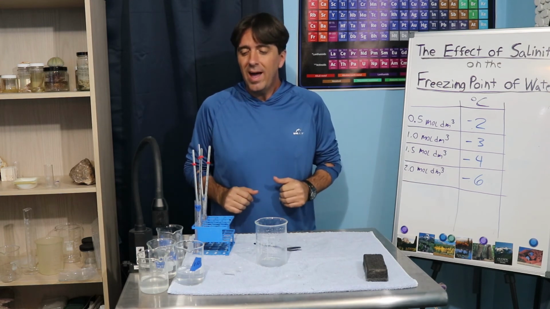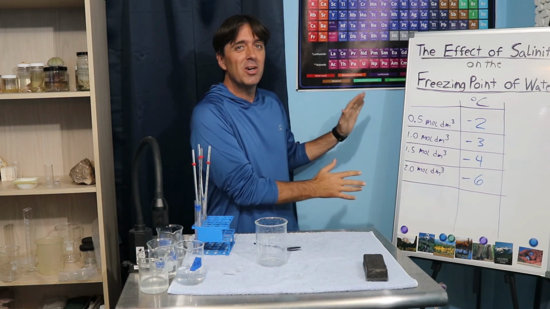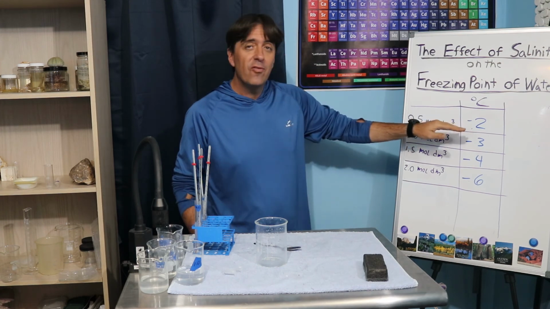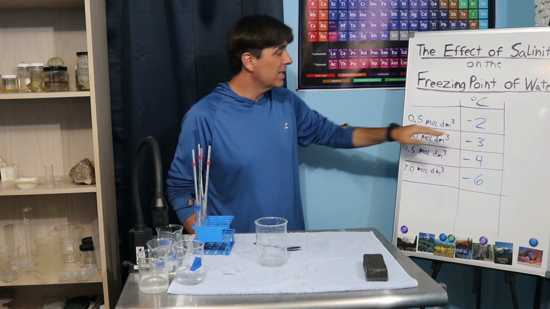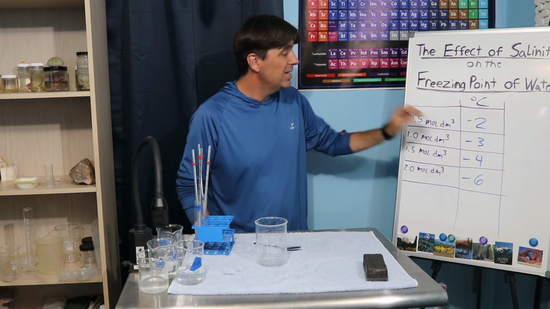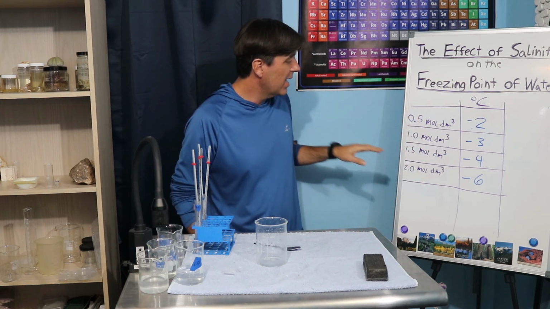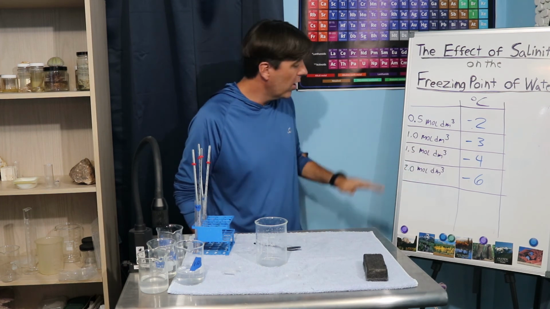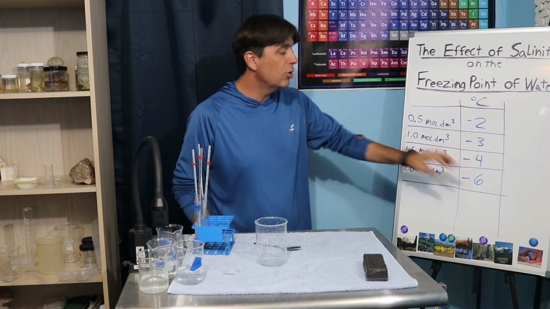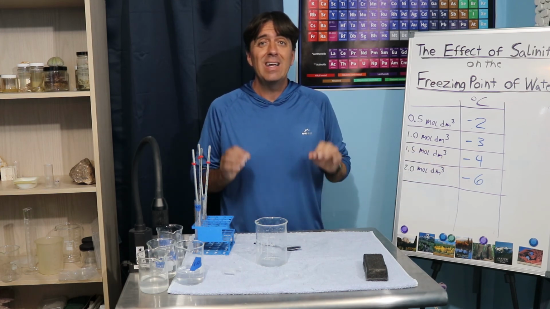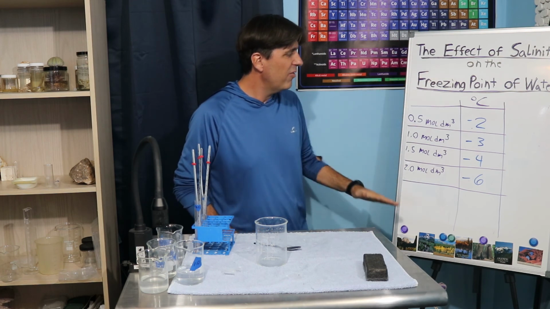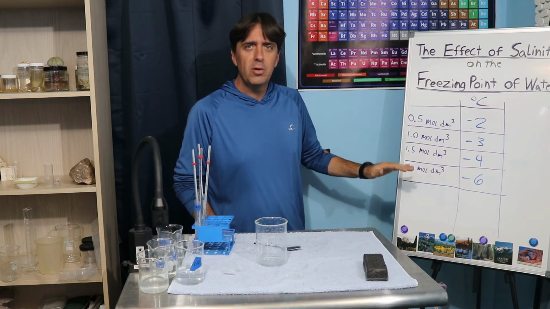All right, guys, that is the lab. Let's take a look at our data. And so at a half a mole, it froze at -2 degrees Celsius. At 1 molar solution, it froze at -3 degrees Celsius. At 1.5, -4, and at 2 molar salt solution per decimeter cubed, we had it freeze at -6 degrees Celsius. So this was a definite progression, pretty straightforward.